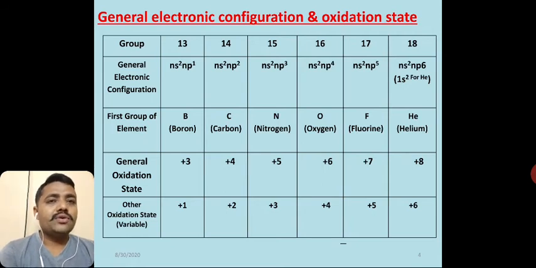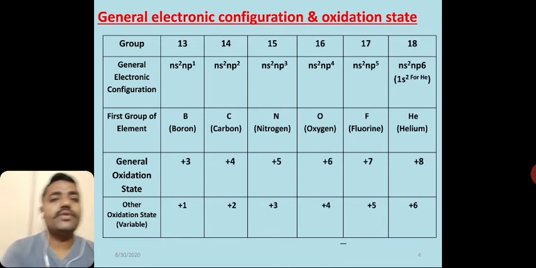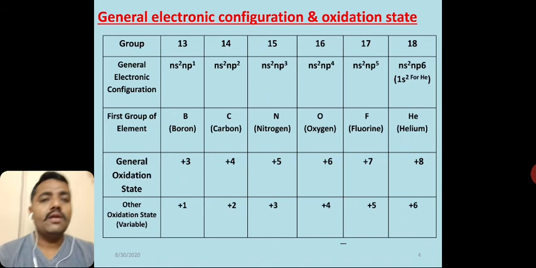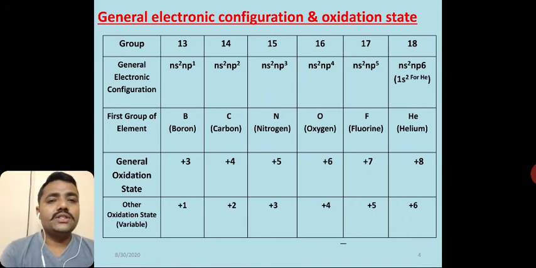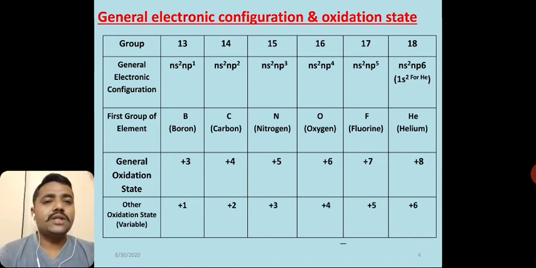Same, you can take the 14th group of elements. Its general electronic configuration is ns2np2, starting from carbon. Its oxidation state is +4, or valency is 4. Carbon is 4. Now the whole group of elements is noted as 4 valency. And the variable oxidation state is +2. Another 2 to 3 oxidation states are available for carbon.